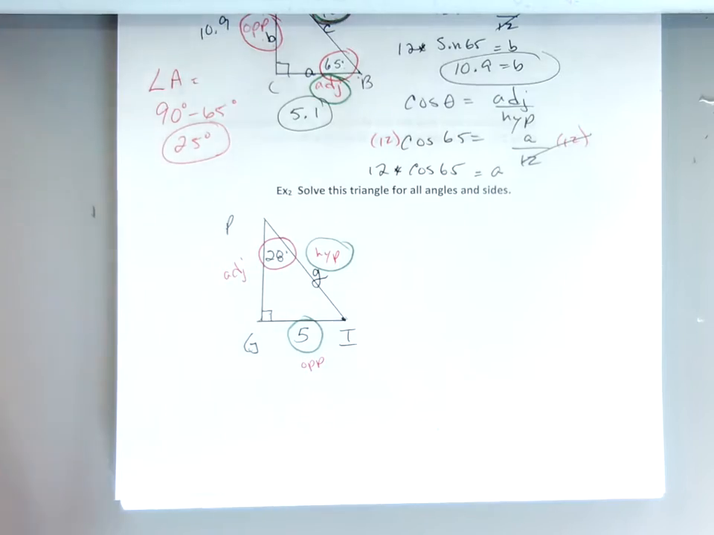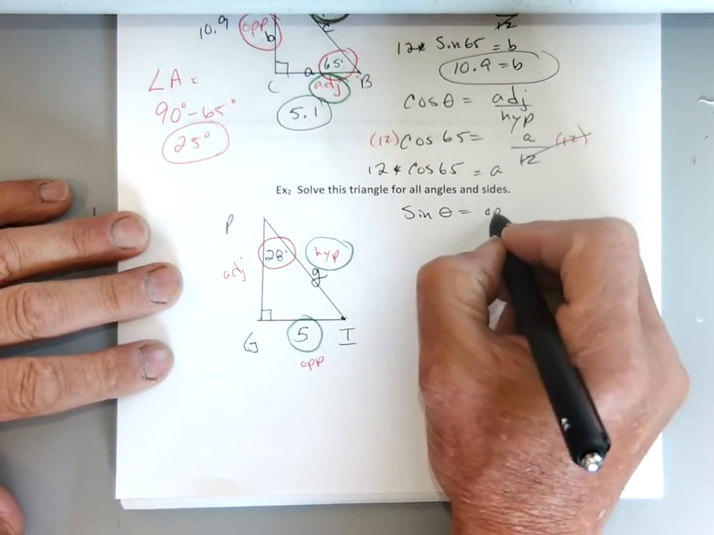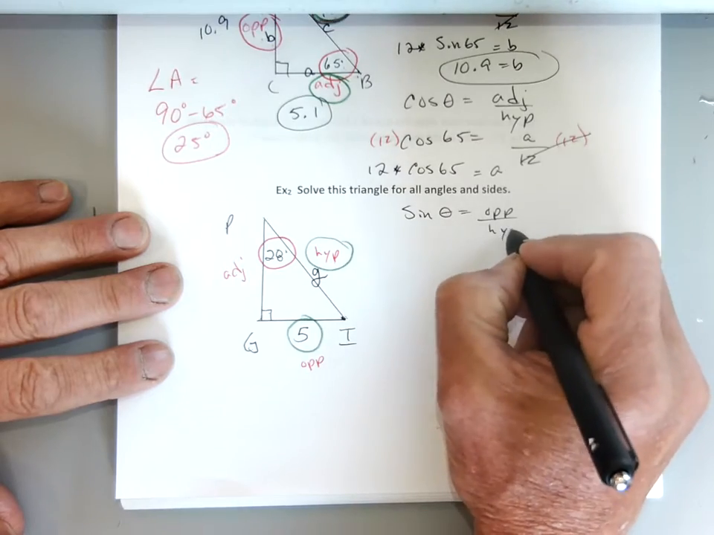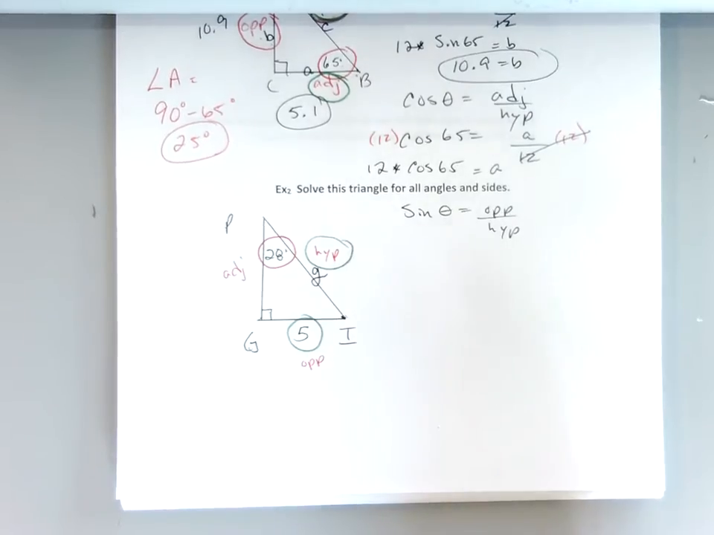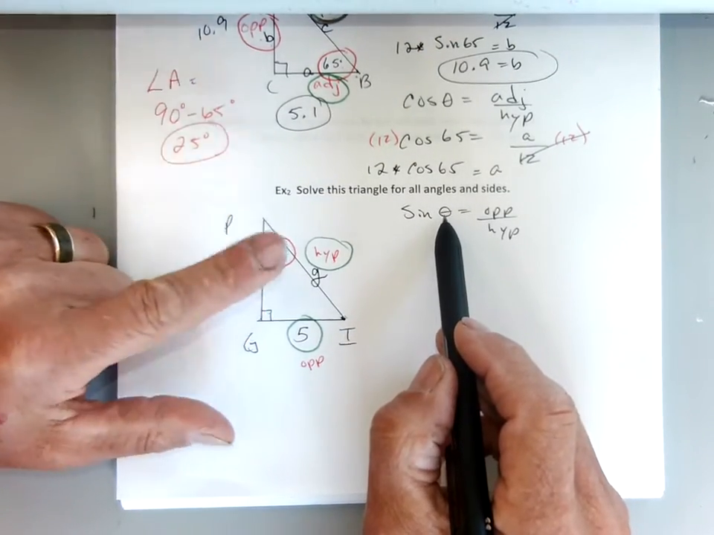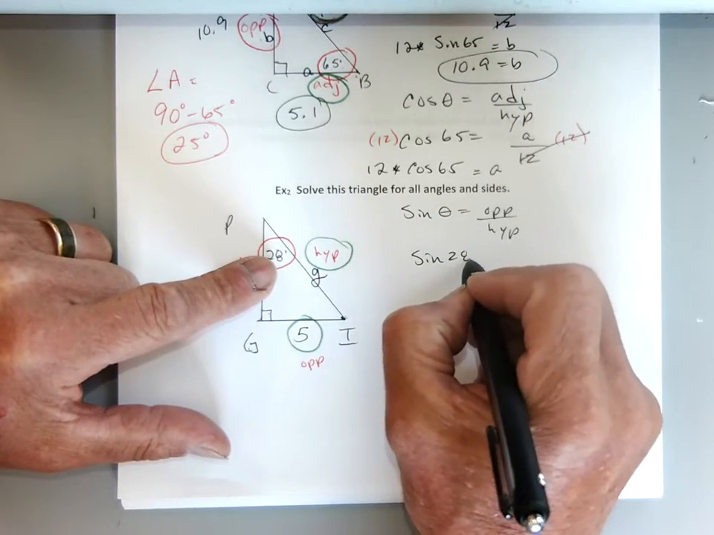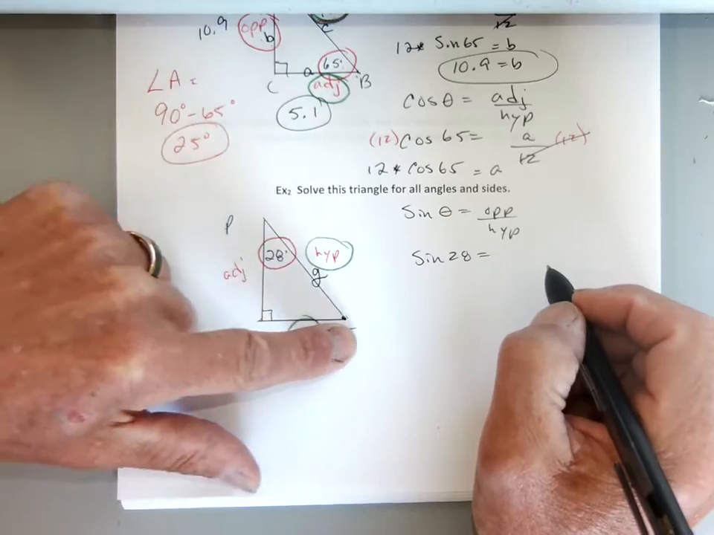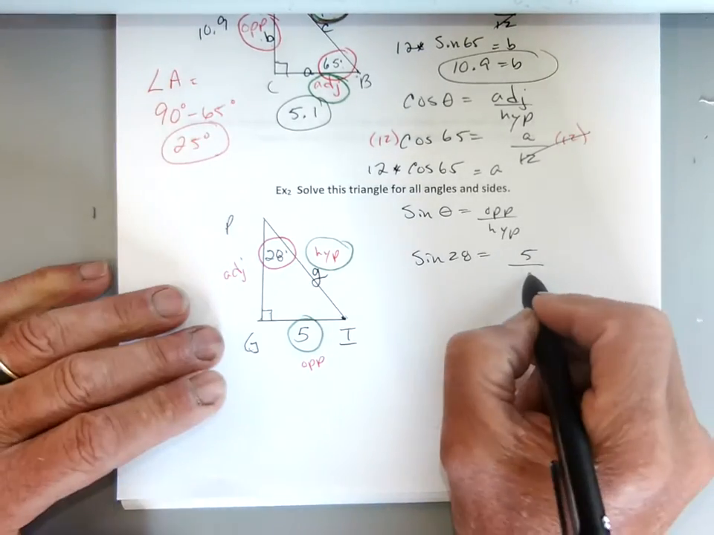So we're going to set up sine of theta equals my opposite over my hypotenuse, because I want to use the side I have and I want to find the hypotenuse. Now let's put things where they belong. Theta means angle. My angle is 28, so I'll rewrite this as sine of 28 equals my opposite, which is 5, over my hypotenuse, which I don't know, I'll call it g.